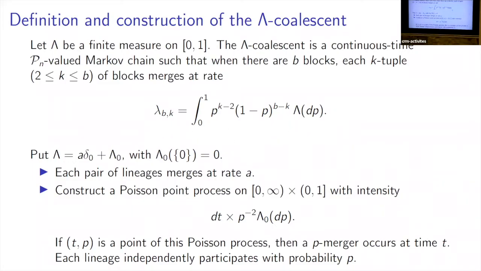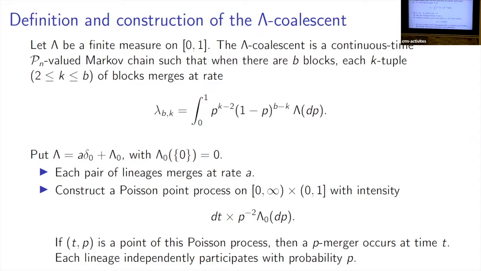Now, the best way to understand the lambda coalescent is to see how to construct it from a Poisson point process. So we can write any finite measure on the unit interval as being the sum of an atom at 0 of some size a, plus some other measure lambda_0, which assigns no mass to 0. And then the lambda coalescent has 2 kinds of transitions. Each transition that involves 2 blocks merging into 1 is happening at rate a. Those are like the mergers that we get in Kingman's coalescent.